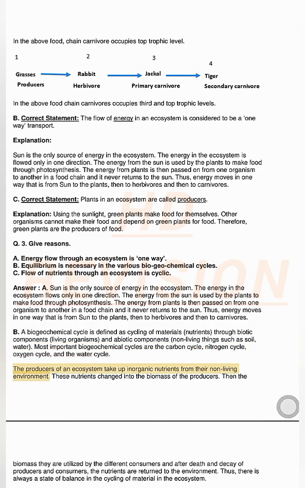The producers of an ecosystem take up inorganic nutrients from their non-living environment. These nutrients are changed into the biomass of the producers. Then the biomass is utilized by the different consumers, and after death and decay of producers and consumers, the nutrients are returned to the environment. Thus, there is always a state of balance in the cycling of material in the ecosystem.